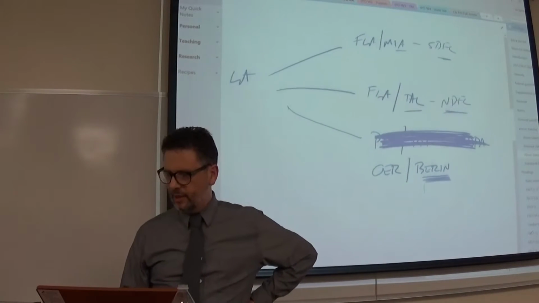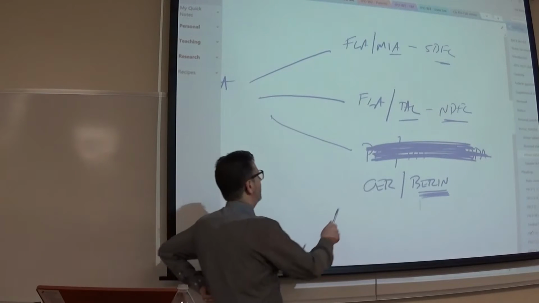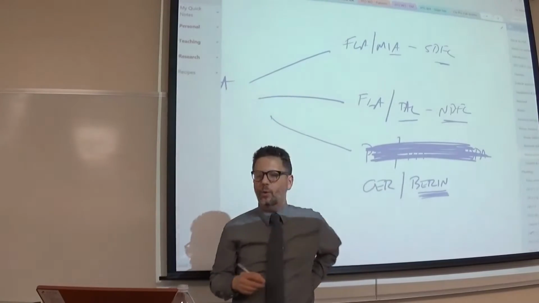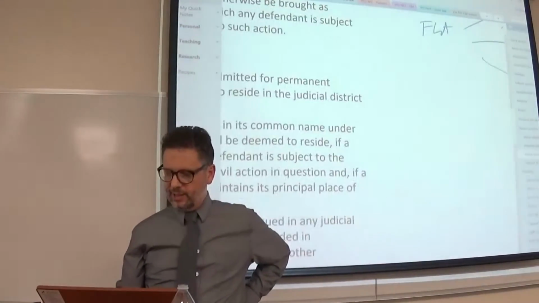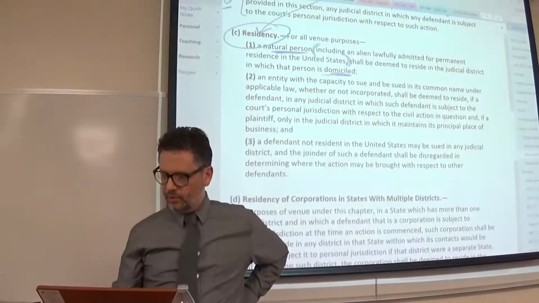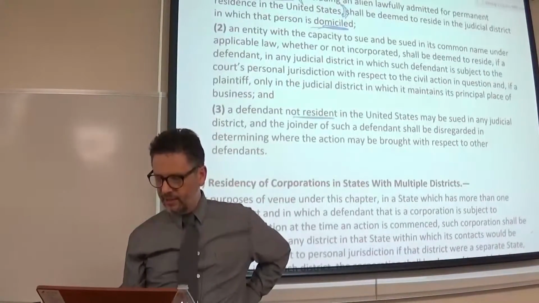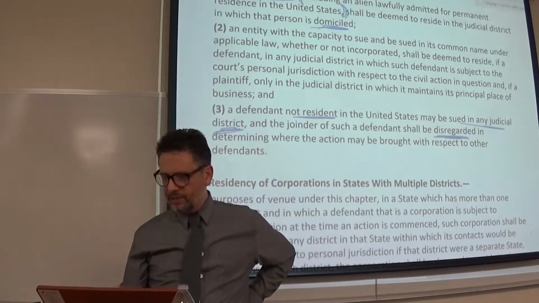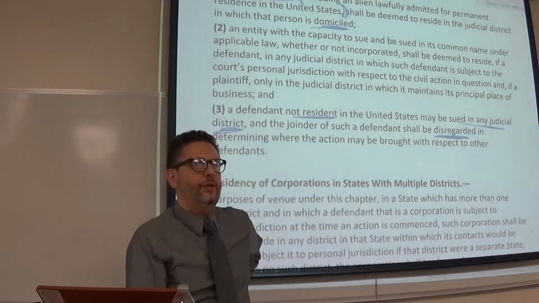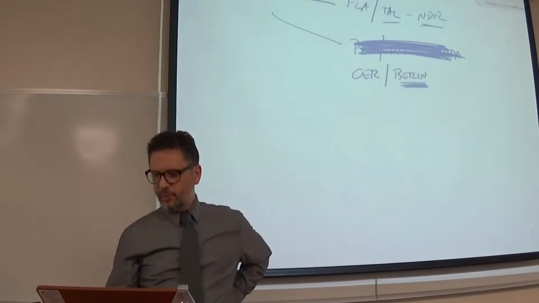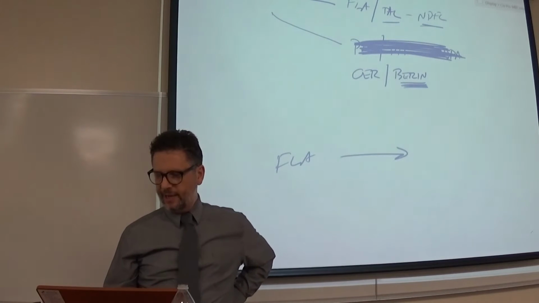How do you analyze venue here? And you would look at this initially and say, well, they don't all reside in the same state, right? So you can't use 1391(b)(1). But actually, you can use 1391(b)(1) because of section C3, which says a defendant not resident in the United States can be sued in any judicial district, and that the joinder of such a person shall be disregarded regarding venue over other defendants. So what that means is, suppose Florida sues Germany, all right?